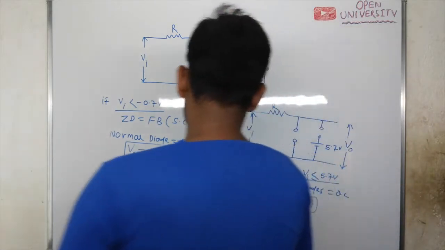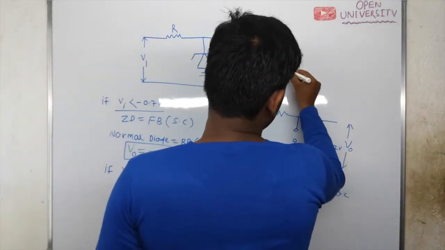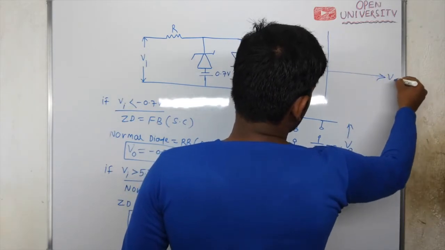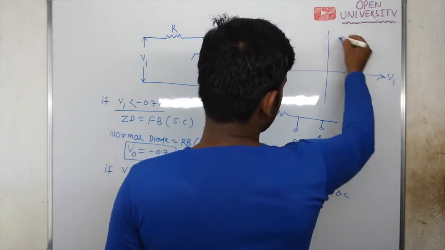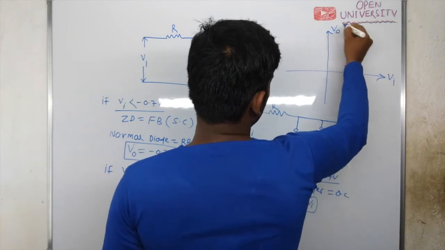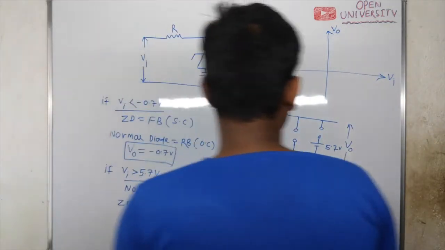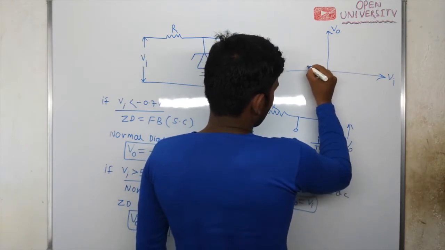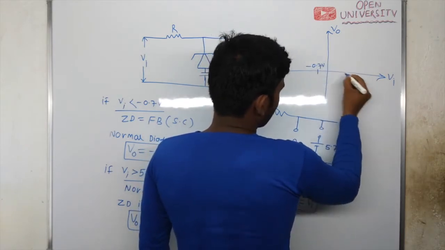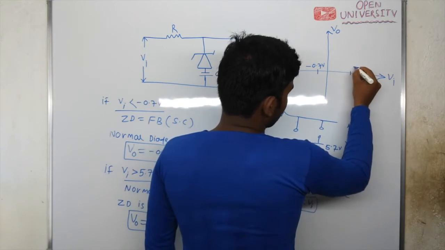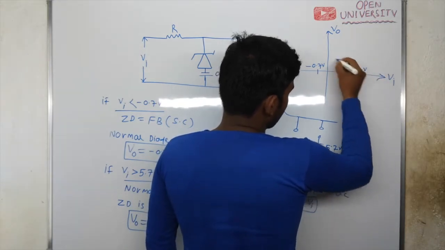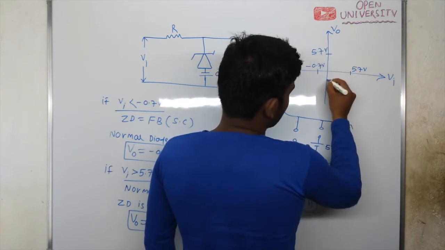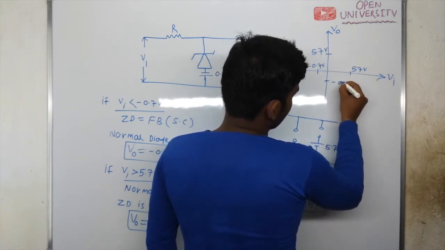How to obtain the transfer characteristics? It is a graph between the output voltage and the input voltage. This axis is input voltage Vi, and this axis is your output voltage. Now this is your minus 0.7 volt, and this is your 5.7 volt. Here also 5.7 volt, and this is minus 0.7 volt.